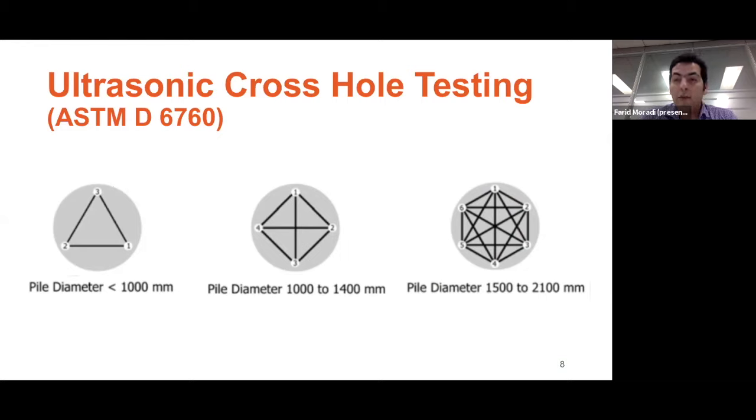ASTM D6760 recommends a minimum number of tests based on the pile diameter. For a pile diameter less than 1,000 millimeter, we need to test at least three boreholes, with the combinations 1-2, 1-3, and 2-3. For a pile diameter between 1,000 and 1,400 millimeter, ASTM recommends at least transmission testing between 1-2, 1-3, 1-4, and the other combinations. When the pile diameter increases to 1500 to 2100 millimeter, a larger borehole combination is recommended by ASTM D6760 for condition assessment of your piles.